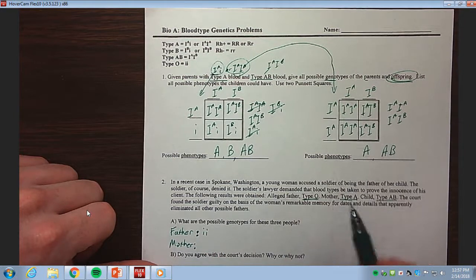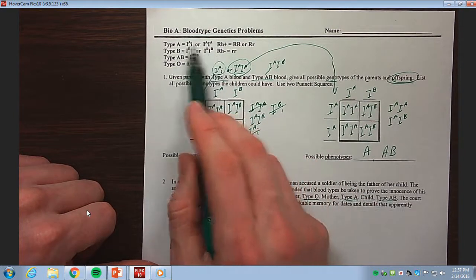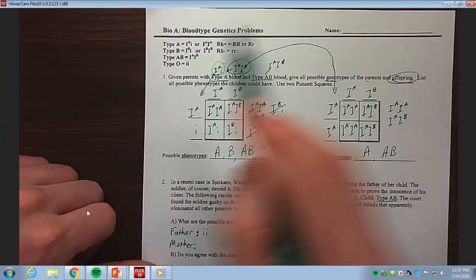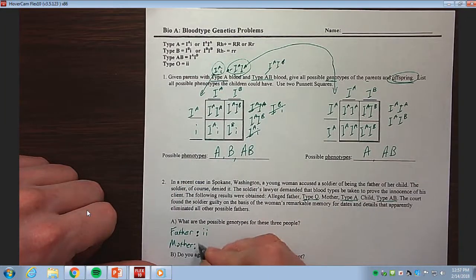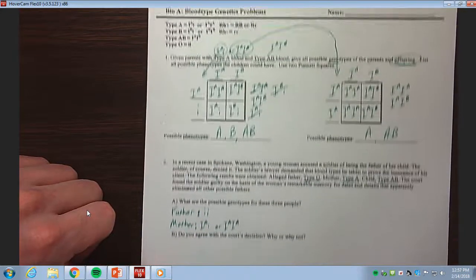The mother is type A. So she could be one or the other of these. So let's write both of those down because we don't know, so we can't assume. Or IA, IA. Okay, scroll back up here.